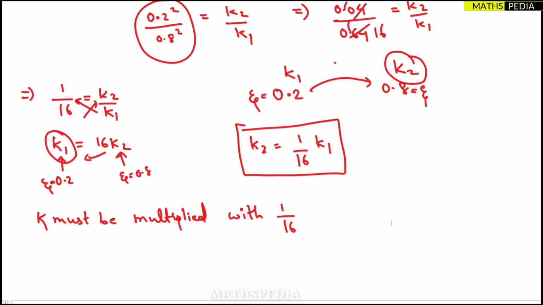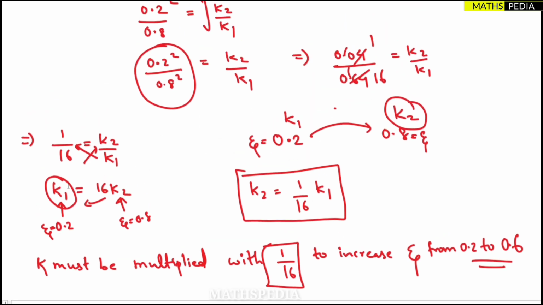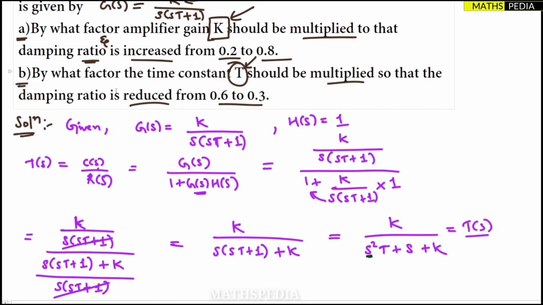You have to multiply 0.2 zeta k1 with 1 by 16, so that you can get the increased value in order to increase the zeta value from 0.2 to 0.6. Finally, write this statement, very important: if I am multiplying k with what? 1 by 16. Don't write 16 and comma. Okay, this is just the first part. We have to go for the second part also.